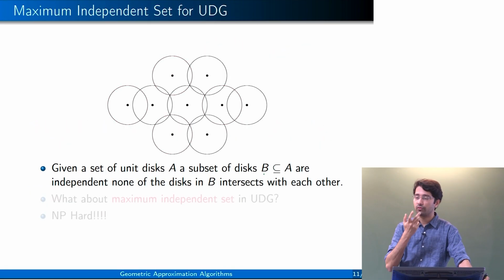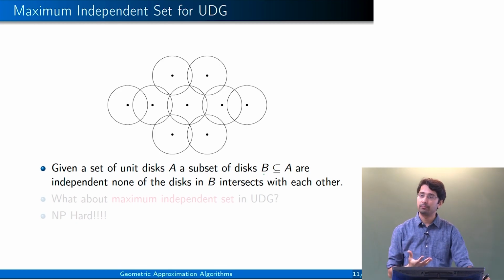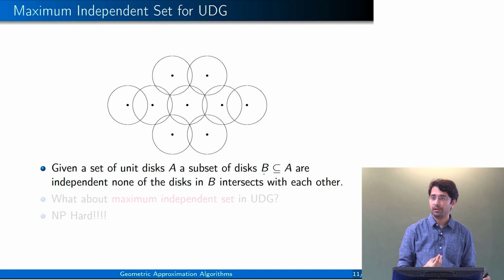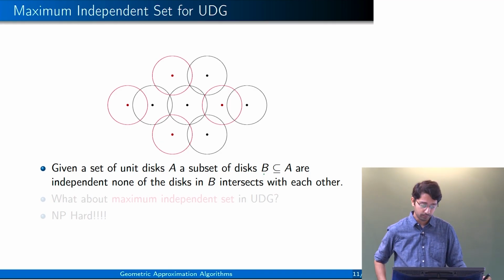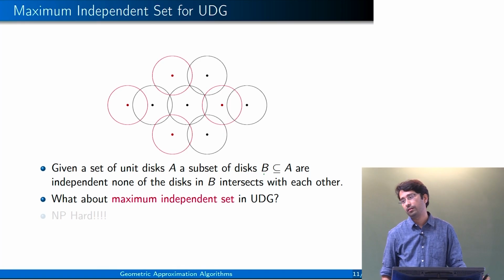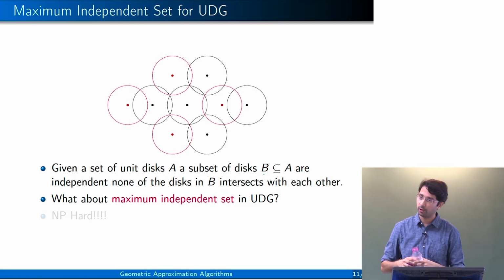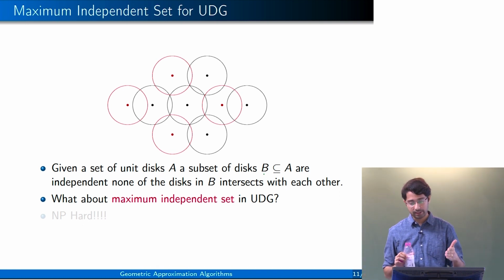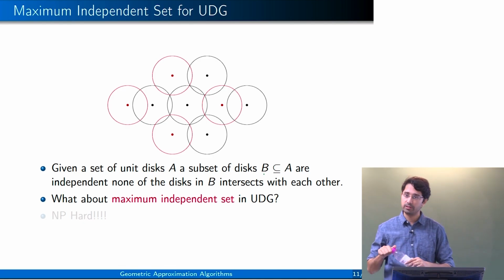Okay, so our objective is to find the maximum independent set. That is, a maximum number of disks which are pairwise disjoint. So, if this is my set of disks, this is one of the maximum independent sets of disks, the red ones. Is the red color visible? But the unfortunate thing is that this problem remains NP hard even for the unit disk graphs. Unlike clique, which is polynomial time solvable for unit disk graphs, maximum independent set remains NP hard even for UDGs.